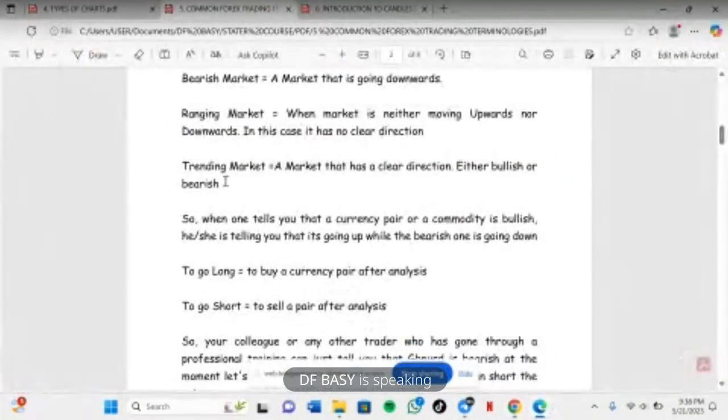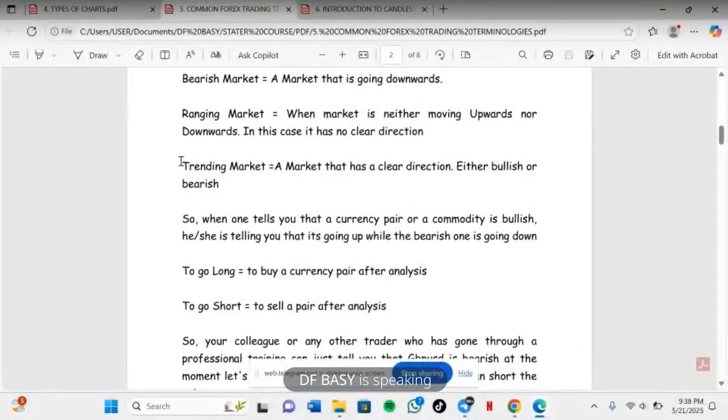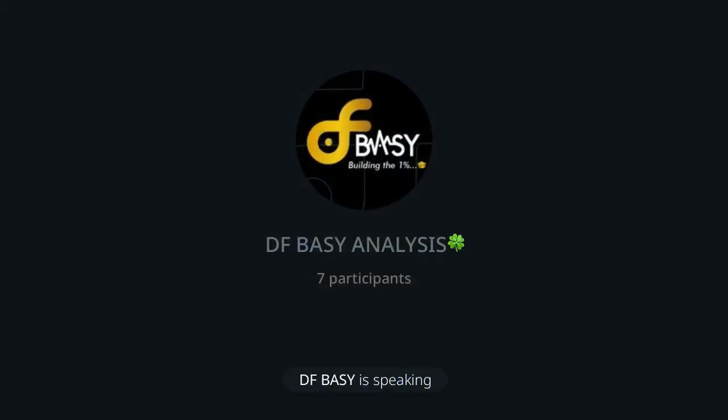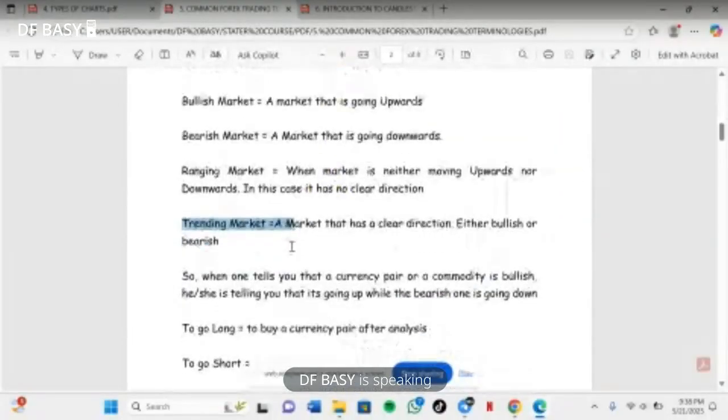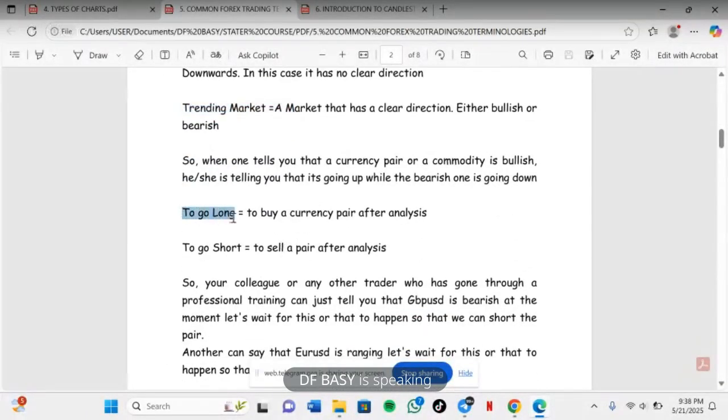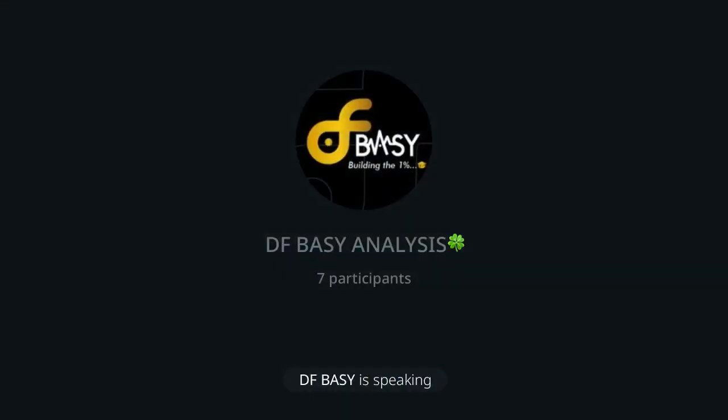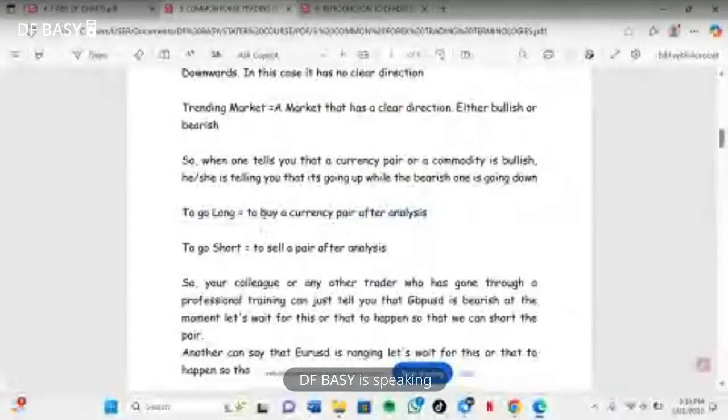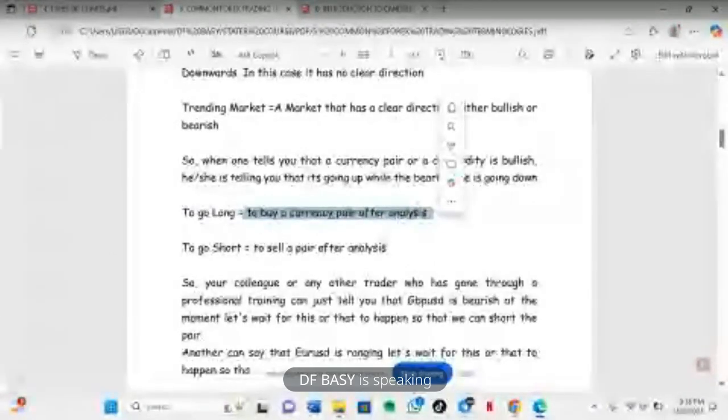A trending market is when you can clearly see that this market is going up, it's bullish, or the market is bearish. It's clear. All right, so moving forward, to go long means to buy a currency pair after analysis.